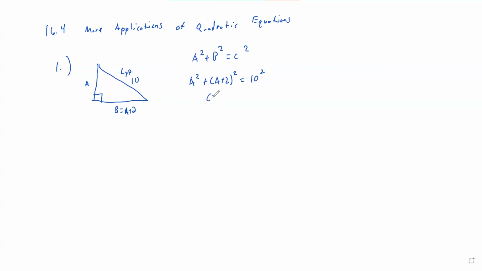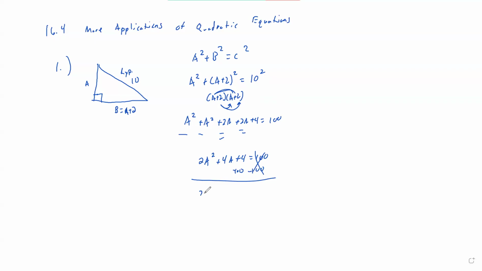Remember that A plus 2 squared is A plus 2 times A plus 2. So I have A squared, and then A times A is another A squared. A times 2 is 2A. 2 times A is 2A. And then 2 times 2 is 4. 10 squared is 100. So I'll combine like terms. So I get 2A squared plus 4A plus 4 equals 100. Then I'll subtract 100. So I get 2A squared plus 4A minus 96 equals 0.